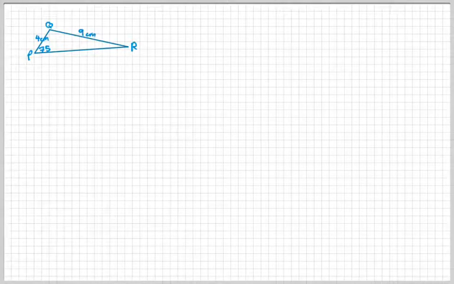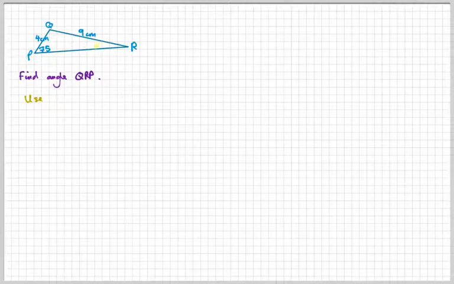So for this question, the only rule we haven't used yet is the sine rule, so that's obviously the one we're going to be using. The question says, find angle QRP. Now QRP is this angle here.